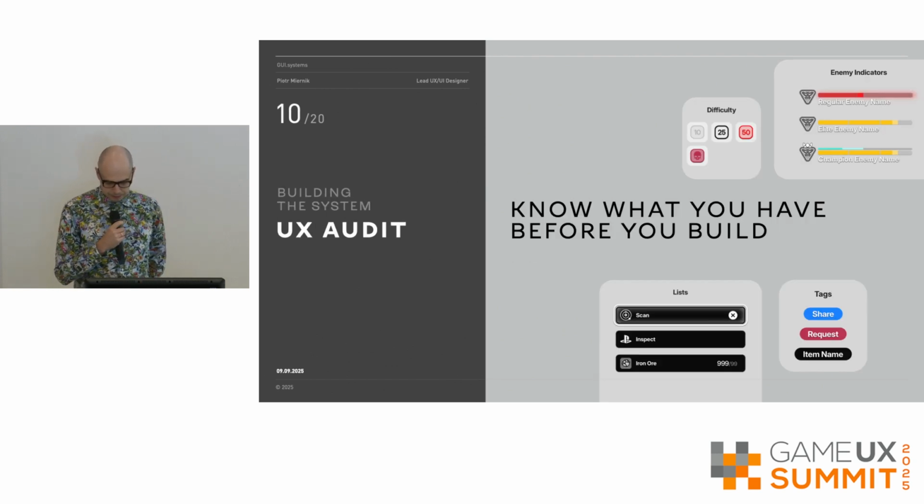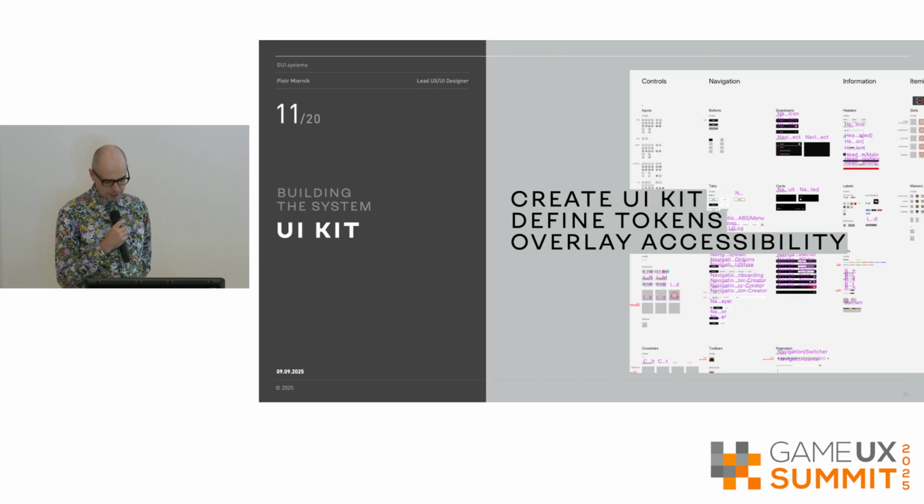Now let's build. The first step in building a system is an audit. Gather every UI asset currently in use, menus, HUDs, overlays, catalog them, note duplicates, inconsistencies, and technical implementations. This process often reveals surprising redundancies. Once you know your inventory, you define your design tokens and UI kit.